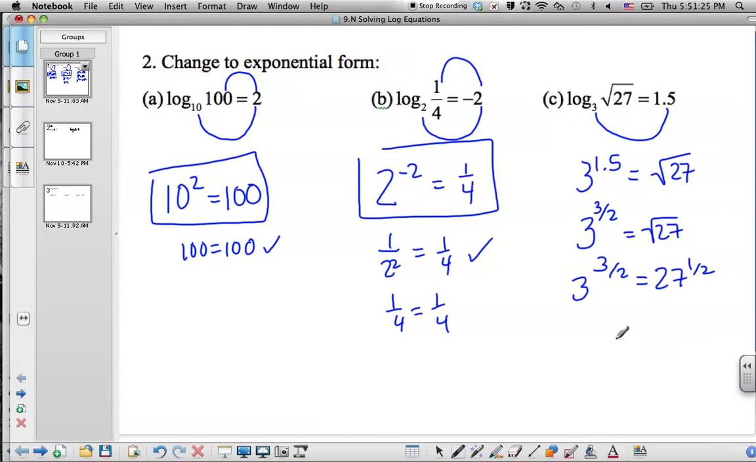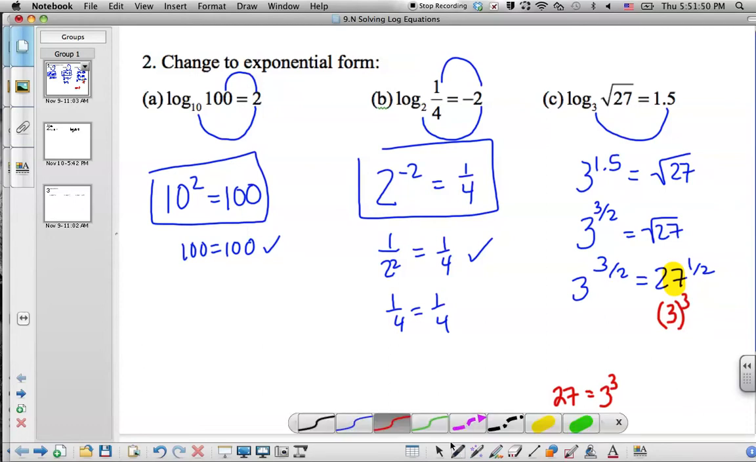No, we want to get these in the same base, right? Well, if this has a base of 3, we want to ask ourselves, can we rewrite 27 to also have a base of 3? Yes. So 27, base of 3, what would it be? 3 cubed, because 3 times 3 times 3. So I could say that this is the same thing as 3 cubed.